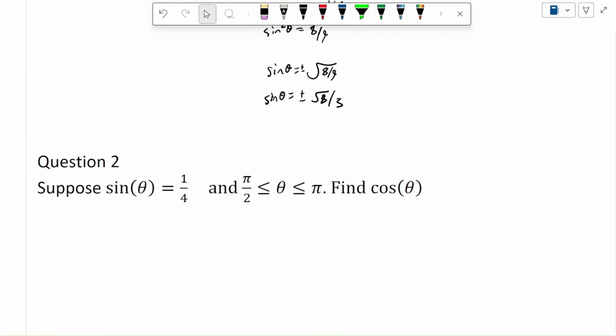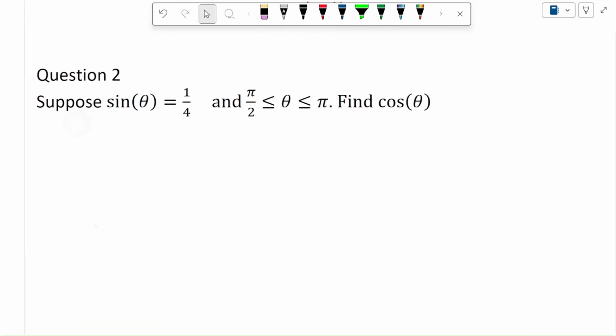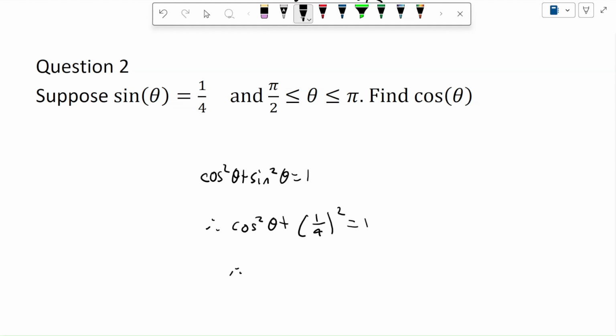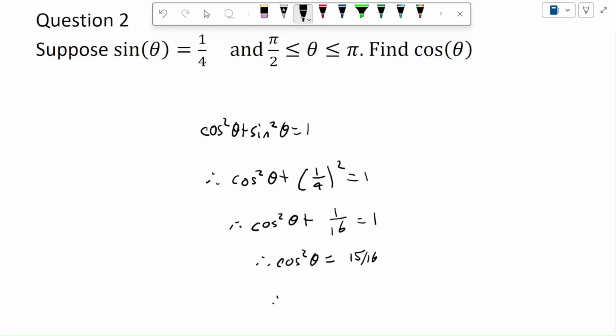So next we've got this. Suppose sine is a quarter, and they've given us an angle range. We need to find cos. So start the same way we did before. Cos squared theta plus sine squared theta equals 1. Therefore, cos squared theta plus a quarter squared is 1. Cos squared theta plus 1 over 16 is 1. Therefore, cos squared theta is 1 take a 16th, so that's 15 sixteenths. So cos of theta is going to be plus or minus root 15 over root 16, so that's 4.